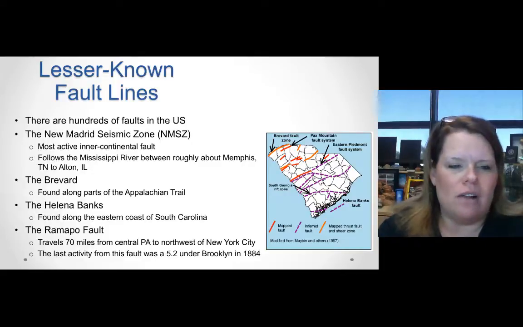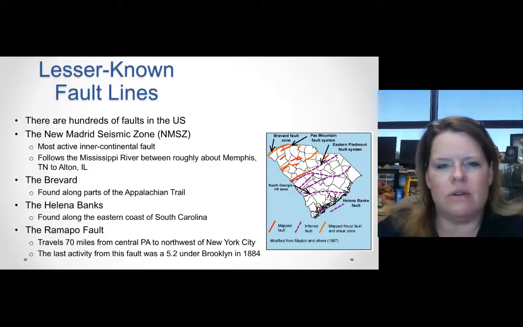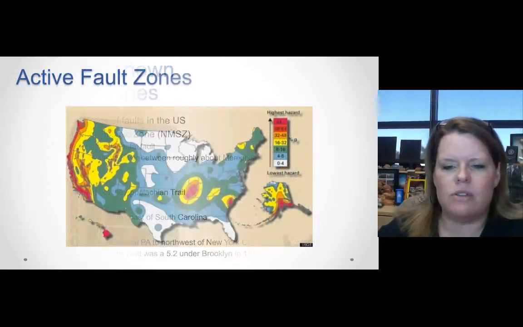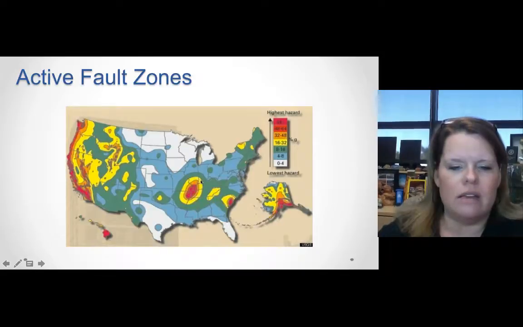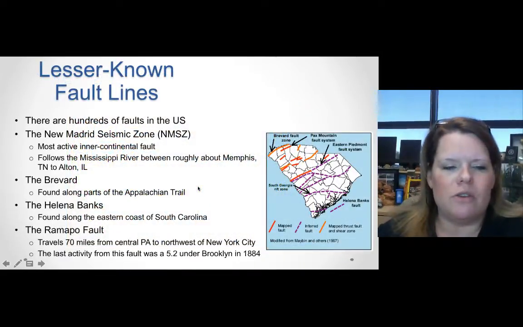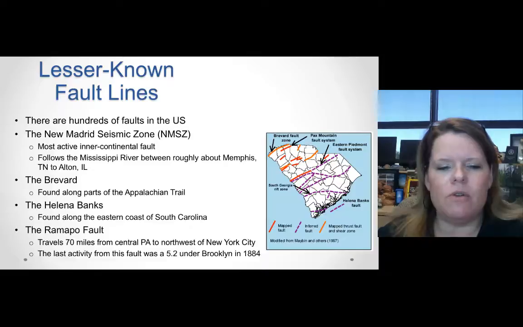So, lesser known fault lines. There are hundreds of faults in the U.S., really thousands. The New Madrid Seismic Zone, which is what I was talking about earlier. Let me revisit the prior slide. That's this area right here. So the New Madrid Seismic Zone is the most active intercontinental fault that we have currently, and it follows the Mississippi River between roughly Memphis, Tennessee to Alton, Illinois.